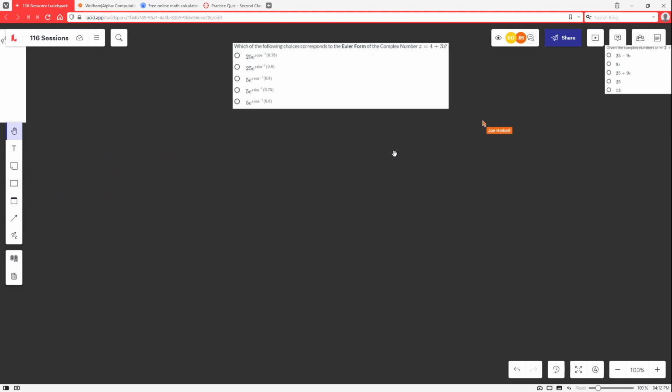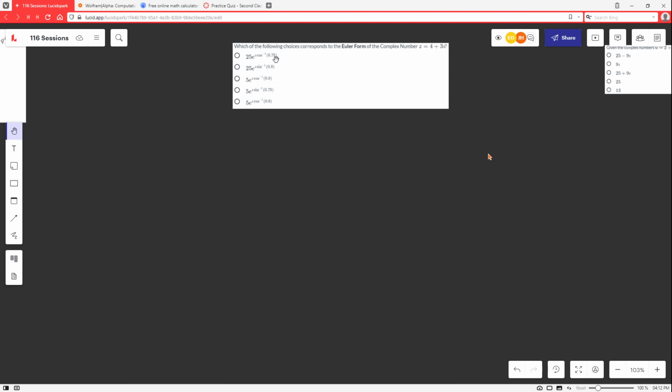So this next one, which of the following choices corresponds to the Euler form of the complex number z equals 4 plus 3i? So the approach for this type of question is that we want to convert 4 plus 3i into Euler form. A couple ways you can do that. There's calculators which will do it directly, though sometimes they'll have it in a different format. You won't always actually have the cos in the exponent. You'll just have a number, a theta, an angle.